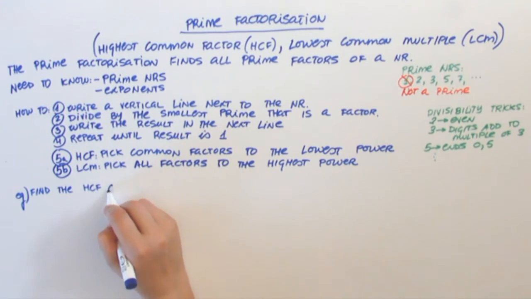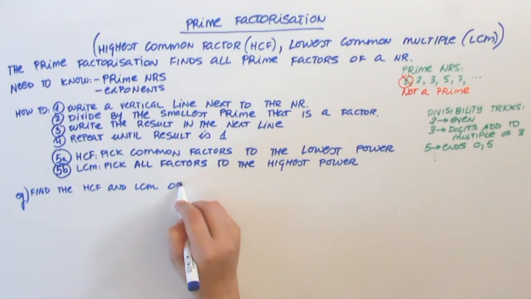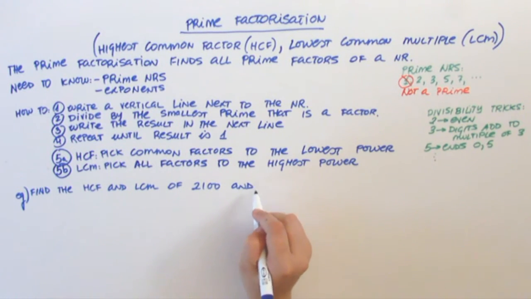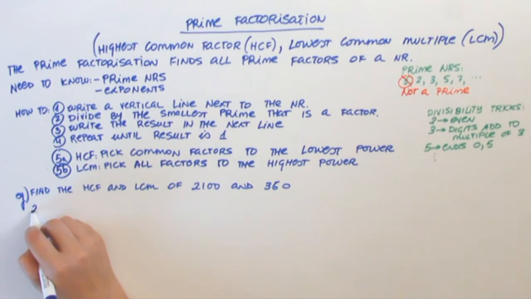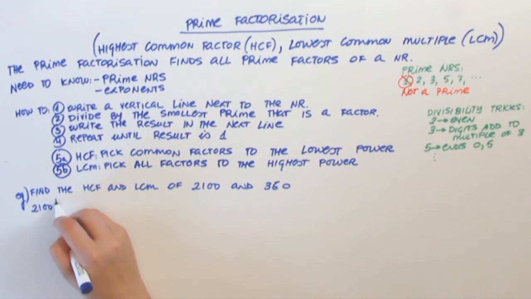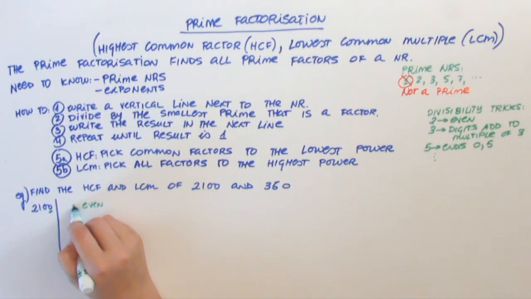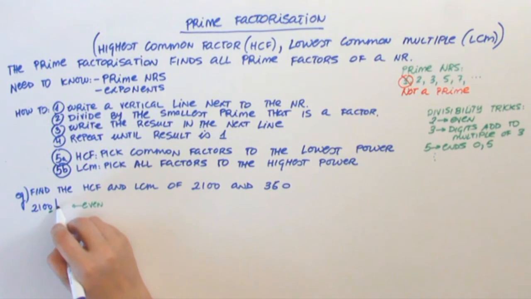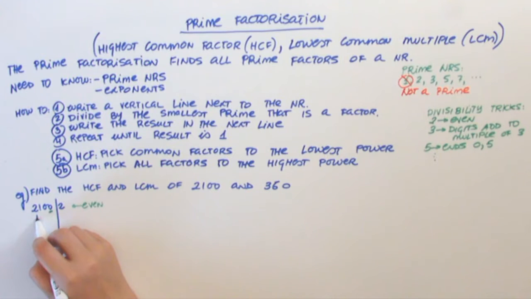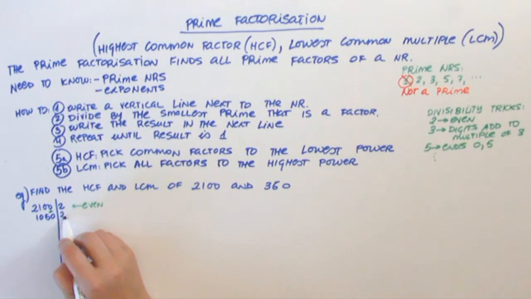Here they ask me to find the highest common factor and lowest common multiple of 2100 and 360. I'm going to start with the first one. I'll write the number on a vertical line. Well, that number is even. It ends in a 0, so I know it will be divisible by 2. I do that division, and 2100 divided by 2 gives me 1050, which is even as well, so I can divide by 2 again. If you do that, that will give you 525.